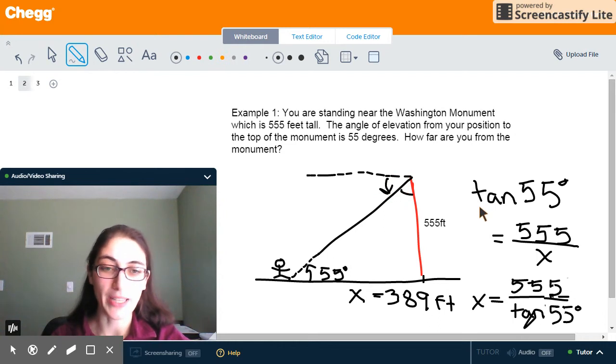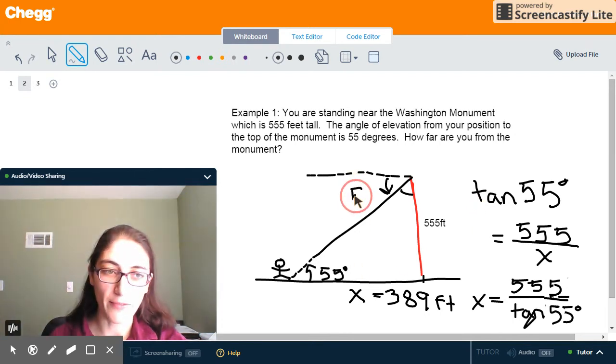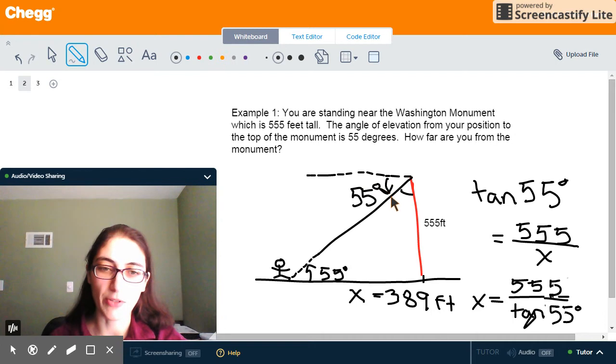Because remember, if you were at the top of that tower looking straight out, that would be 0 angle of depression. As you start to look down, it increases that angle. So that would be 55 degrees. That's going to equal the angle of elevation from the ground. So just keep that in mind, how those two angles relate.